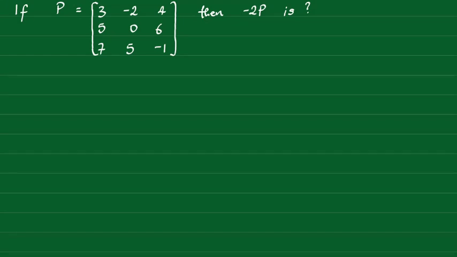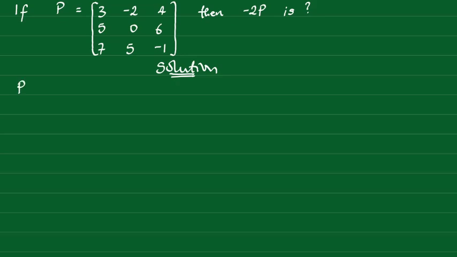From JAMB 2001 question 20, we are asked: if P equals the bracket (3, -2, 4, 5, 0, 6, 7, 5, -1), then -2P is? Quickly, we write the solution. Now we copy out our question again.